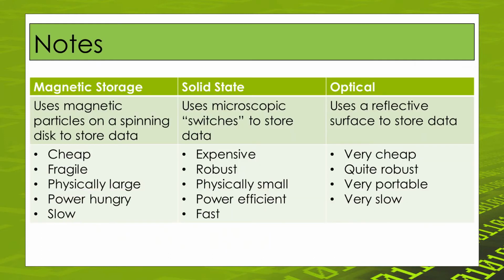These are the notes you need to make for this lesson. Magnetic storage uses magnetic particles on a spinning disc to store data. They are cheap, but they're fragile. They are physically large, they're power hungry, and they're relatively slow. Solid state uses microscopic switches to store data. They are still expensive, but they are robust, they're physically small, they can be very power efficient, and they're very fast. Optical devices use a reflective surface to store data. They are very cheap, they're quite robust, but they're very portable and very slow.